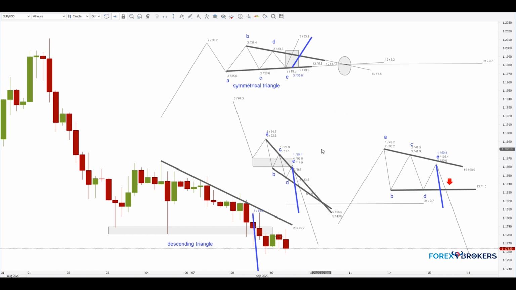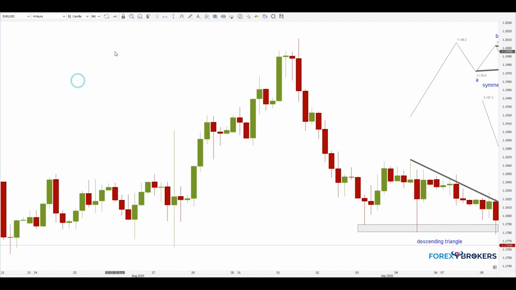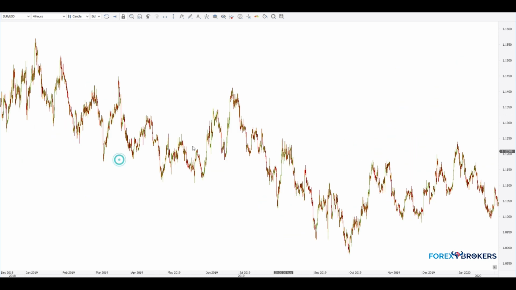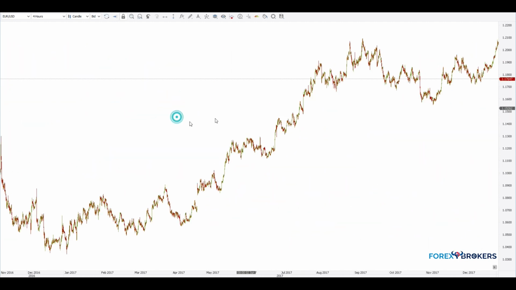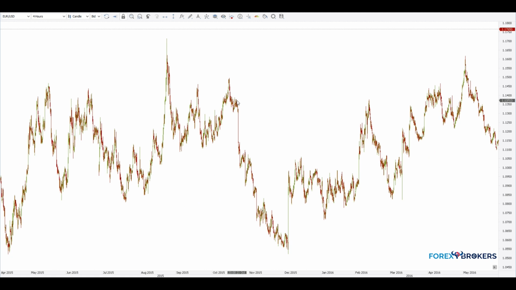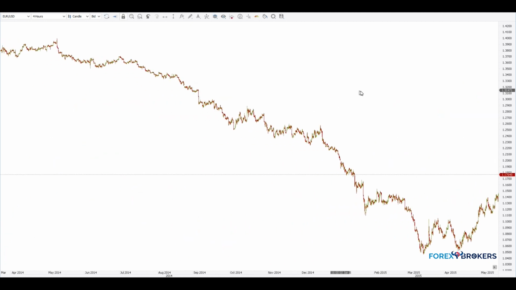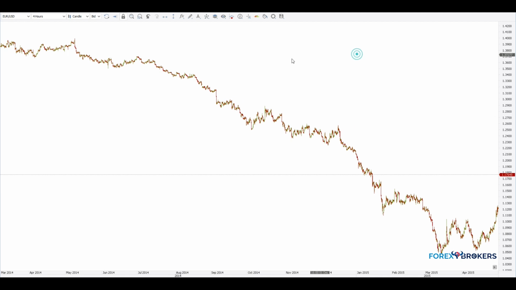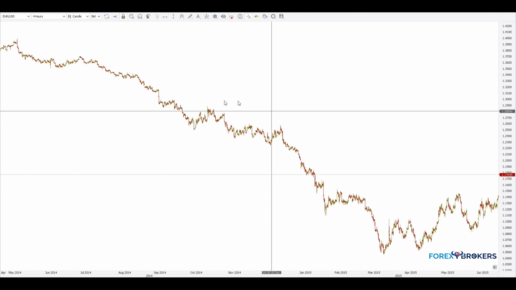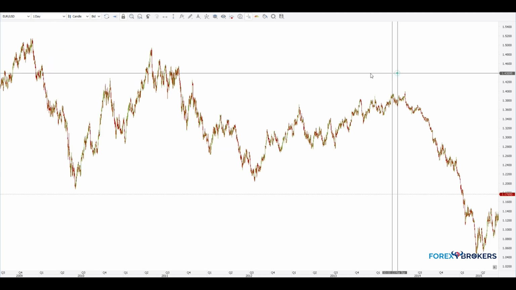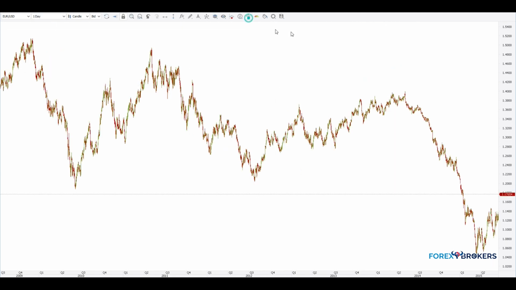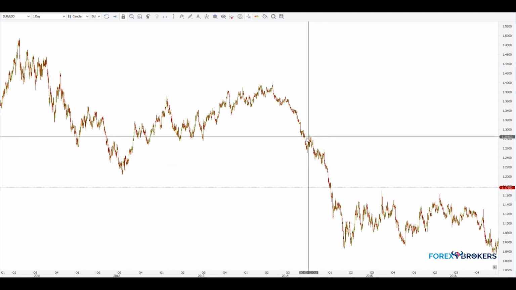So this is how a running triangle looks like in theory. In reality, it looks just like that, but you need a bit of an imagination to trade it. For instance, let's zoom out, and then we need to go a bit back in time when the euro US dollar dropped from 1.40 all the way here. It made this consolidation area here, which is actually better viewed on the daily chart, and then it formed nothing but a running triangle all the way to here.